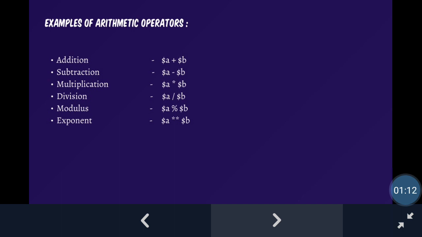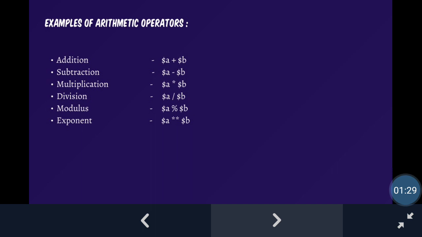You have on your screen the first operator, which is addition. So we have $A plus $B. So plus is the symbol of the addition operator. Next is subtraction, $A minus $B. So minus is the symbol of the subtraction operator.